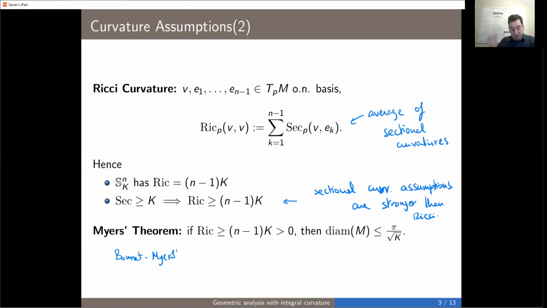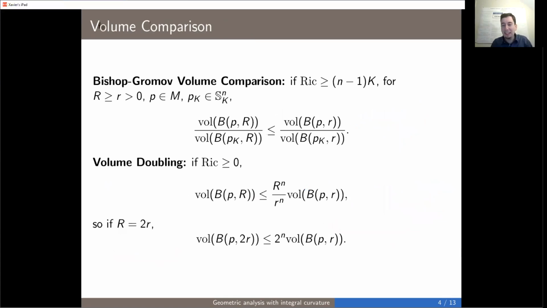Okay, another kind of comparison result that I want to mention before I get into the main topics of my talk are what are called volume comparison results. Anybody who studies Ricci curvature at some point has to study this. This is a very big deal, right?